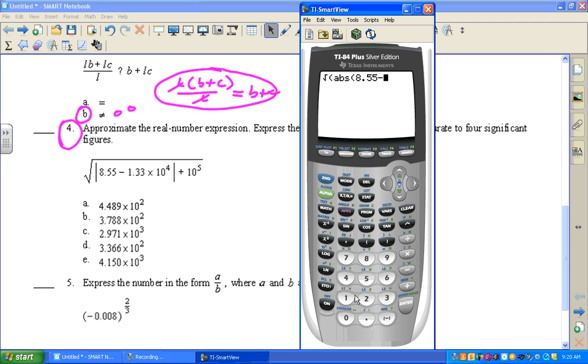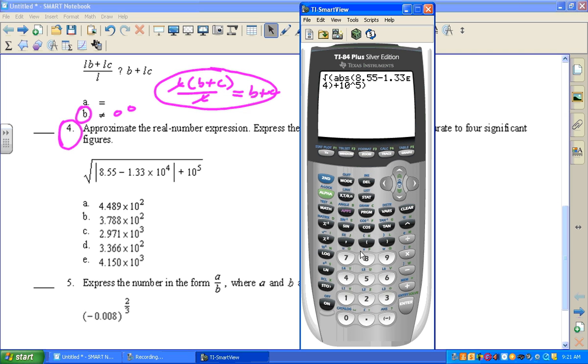8. I think they were. 0.55 minus 1.33. Remember, I can use this fancy little symbol of E if I want for times 10 to the 4th. I don't have to. Close it off, plus, or I can use the caret and close off the radical. Some of your calculators give you the long radical, and some don't.